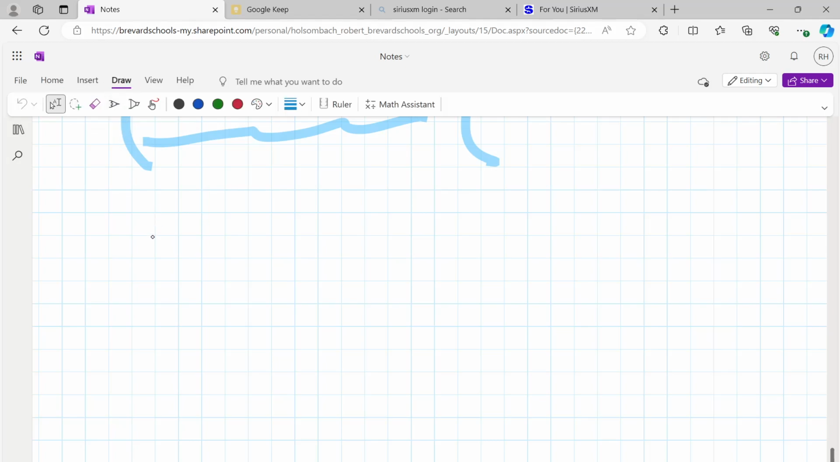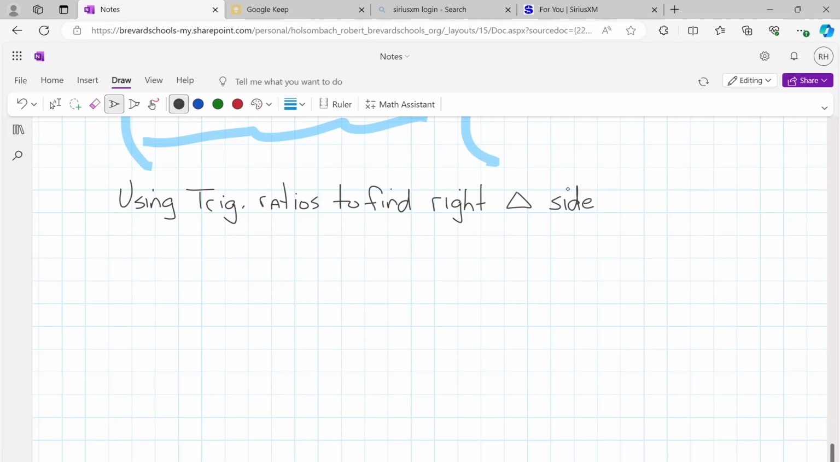And today we are going to be using trig ratios to find side lengths of a right triangle.